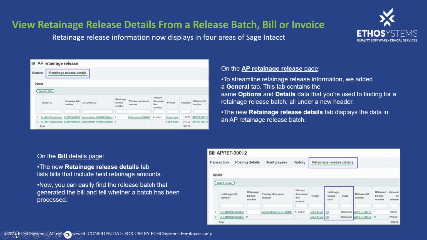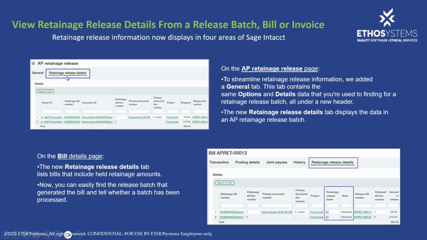Next one we have here is view retainage release details from release batch, bill, or invoice. Okay, so they're giving us more and more detail and capability in the retainage features, which is just priceless, right? Now, when you go into AP, and I'll show you in a little demo where this menu item is, most of you probably already know. And some of you aren't even doing retainage in the system, but maybe this will inspire you to start doing that. But AP retainage, this general tab is new.